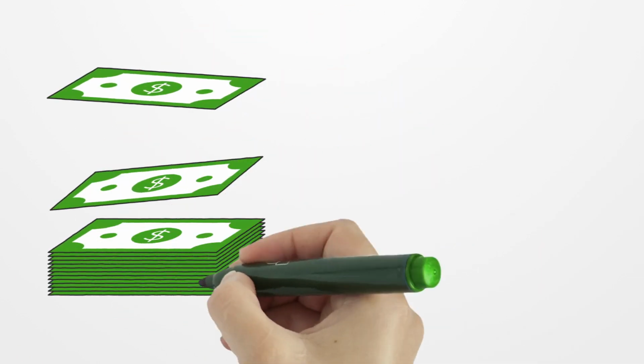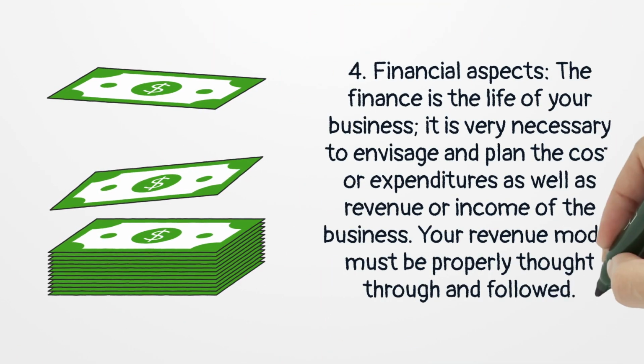4. Financial aspects. The finance is the life of your business. It is very necessary to envisage and plan the cost or expenditures as well as revenue or income of the business. Your revenue model must be properly thought through and followed.